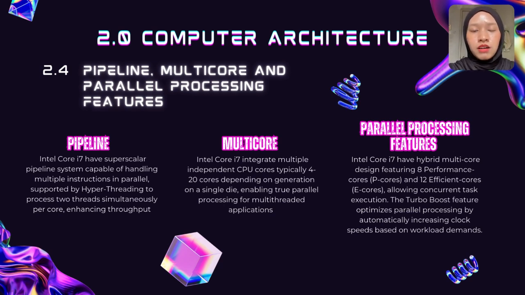Second, multi-core. The Core i7 integrates 4 to 20 cores on a single chip, following the idea of parallel processing. Each core has a private L1 and L2 cache, and the L3 smart cache is shared, at 36 MB. Hyper-threading doubles the logical cores, so 20 cores gives 28 threads.